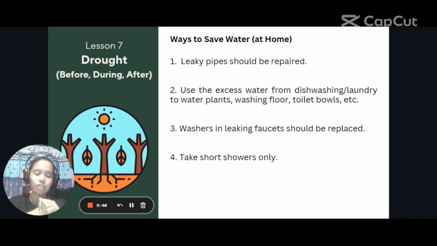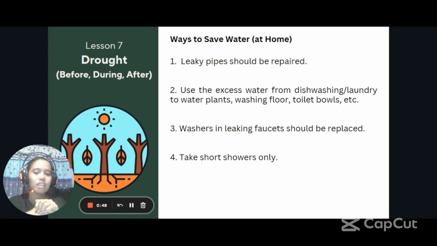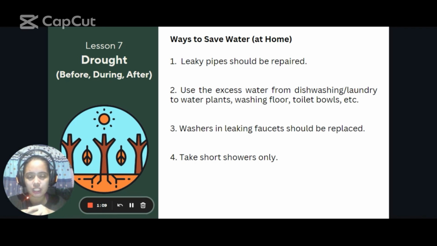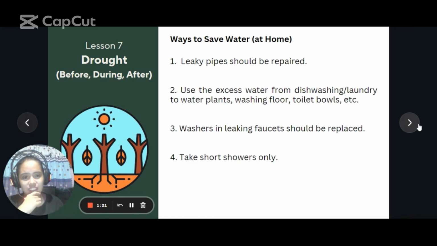So, unsa pa na imong ipang buhaton. Number 3 is washers and leaking faucets should be replaced. Kanang mga sa lababo na faucet or anything na faucet na galik, no? Kailangan na siya pulihan. Number 4, take short showers only. So, if makaya na short ra ang pagligo para makasave og water, so why not short ang ligo para makasave og water, no? So, next.